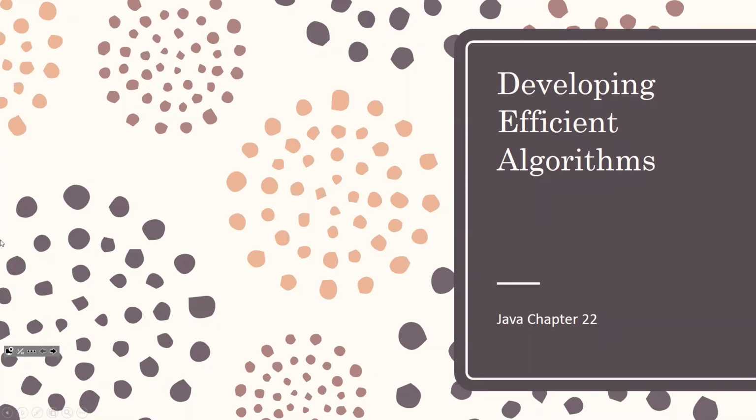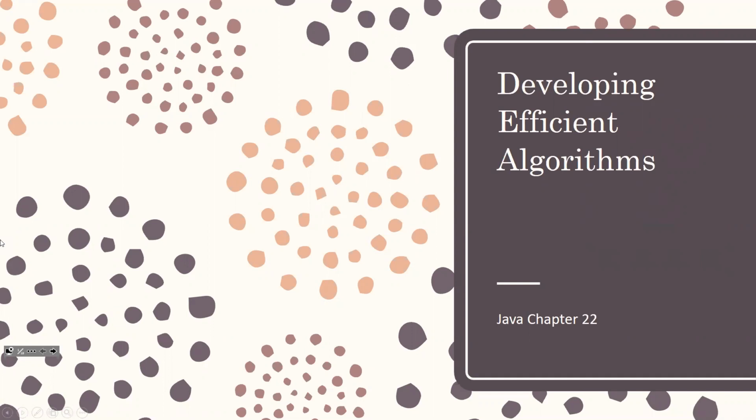So chapter 20, we looked a little bit at last time. It's the chapter that talks about lists, stacks, and queues. And then chapter 22, we're going to look a little bit at today. It talks about developing efficient algorithms overall. Chapter 23, which we'll start on next week, talks about sorting. And then chapter 24 talks about implementing lists, stacks, and queues.